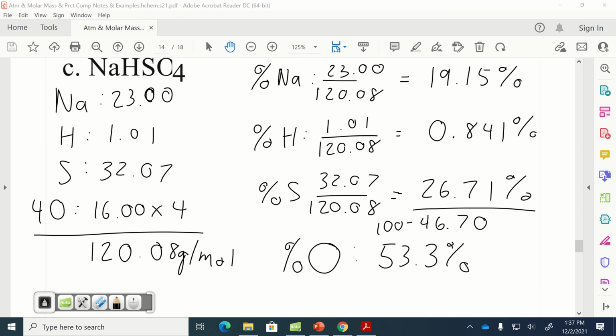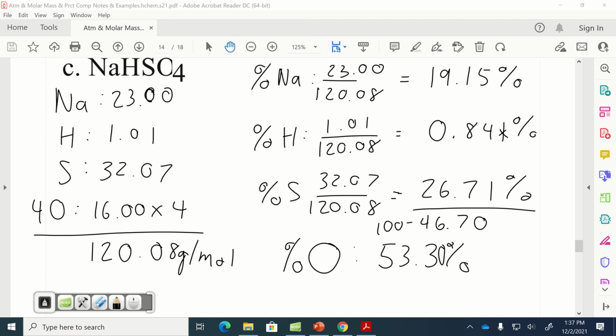And there you go. Oh, 53.30%. It actually comes out exactly that way. All right. Yep, it'll come out that way. And again, you could double check and it'd be like 53.3 plus 26.71 plus 0.841 plus 19.15. It came out to 100.0001. Everything's wrong. No, we obviously just ignored that last one there. We rounded that one off.